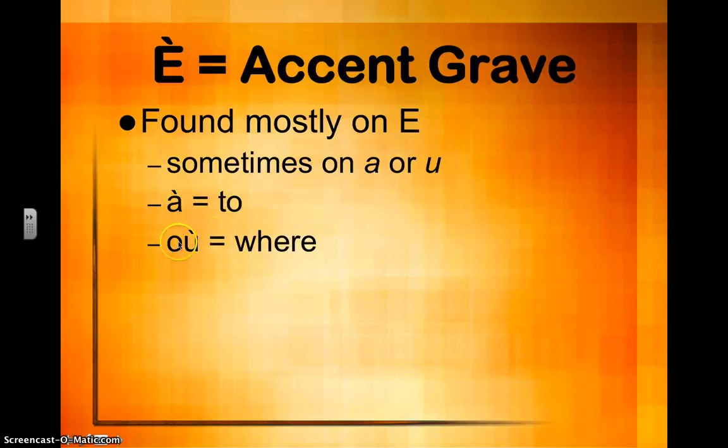And here, this word means où. I'm sorry, it's pronounced oo, but it means where. This accent is very important because without the accent, this word ou means or. So accents, again, play a very important role.